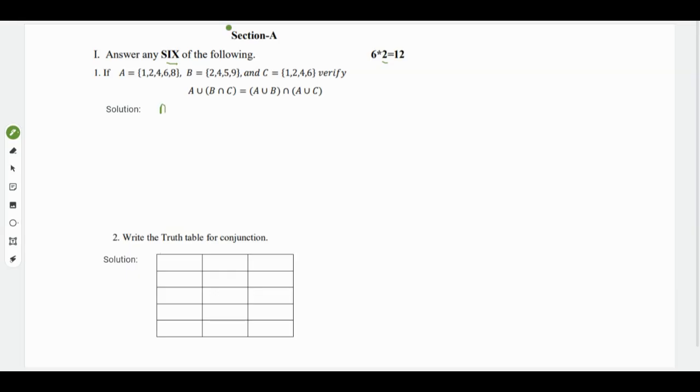So here we prove LHS. LHS is A union (B intersection C). To prove LHS, first we need to find the bracket. What is in the bracket? B intersection C. Intersection is nothing but common elements. What is common in B and C? The common elements in B and C are 2 and 4. So here it will be {2, 4}.